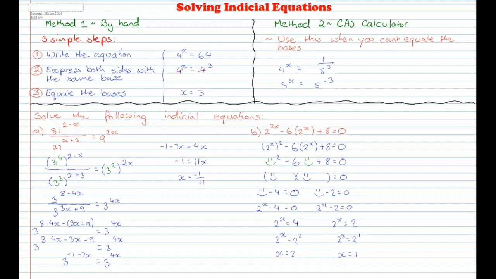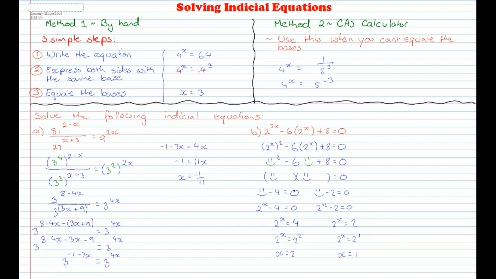So you get 3 to the power of 8 minus 4x divided by 3 to the power of 3x plus 9 is equal to 3 to the power of 4x. Now because I've got a division happening here, what I need to do is subtract the powers because I've got the same base. So I get 3 to the power of 8 minus 4x, and then I subtract 3x plus 9. So that gets me 3 to the power of 8 minus 4x minus 3x plus 9 in brackets, because I'm subtracting the whole power here.